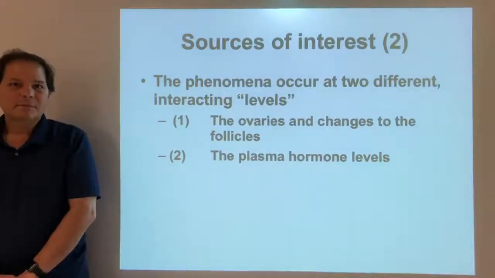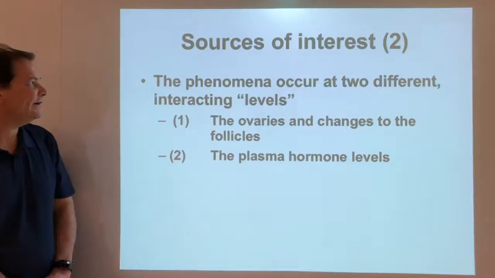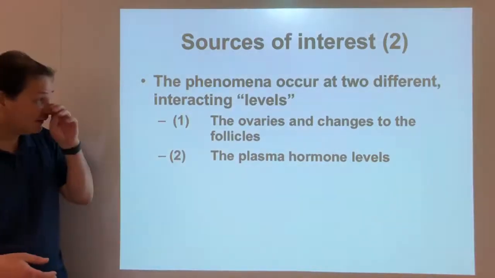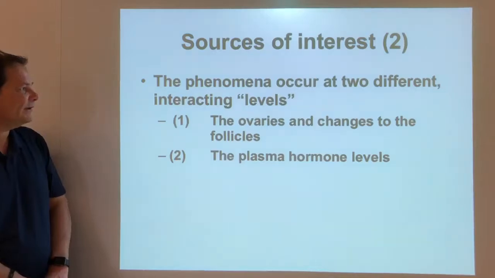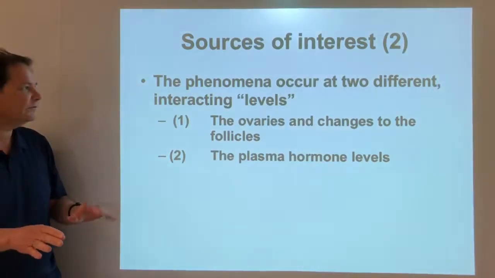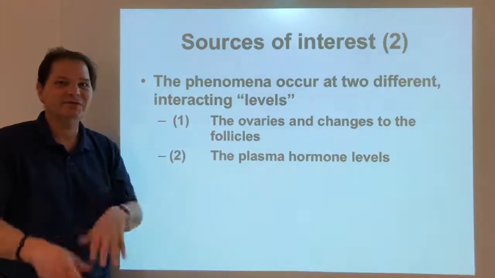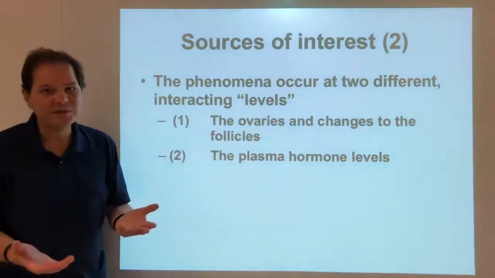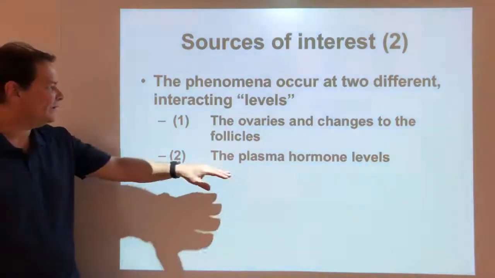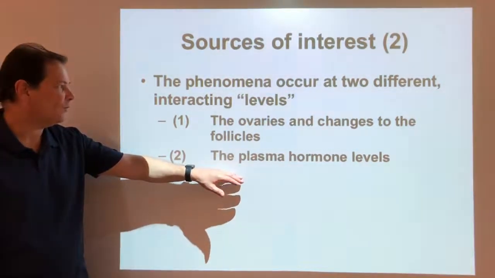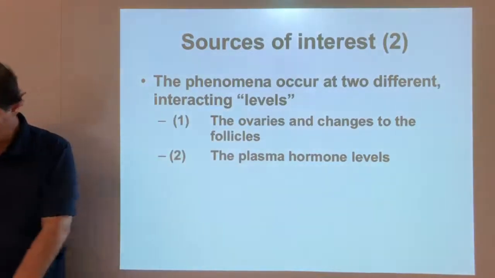The other source of interest here that's certainly related is the fact that the phenomena having to do with the female reproductive cycle really interacts at two levels. One is a level where you can look at the ovaries and the changes in the follicle, so we call this folliculogenesis. And the other way that we look at it is through the plasma hormone levels, and these actually relate to one another.